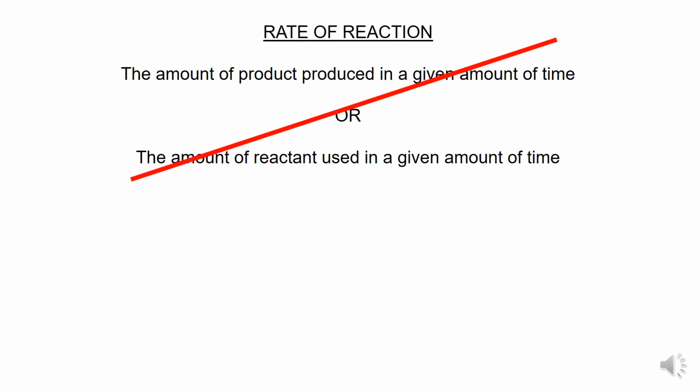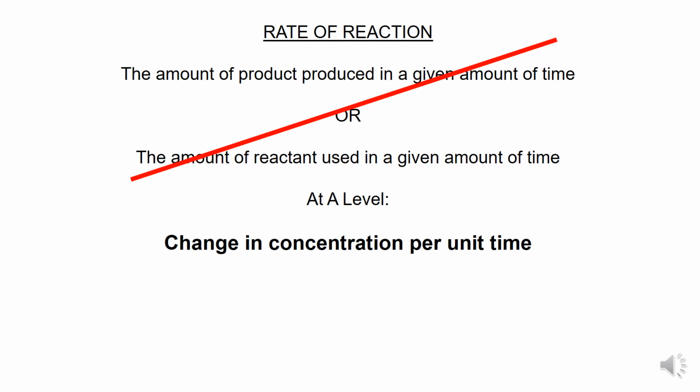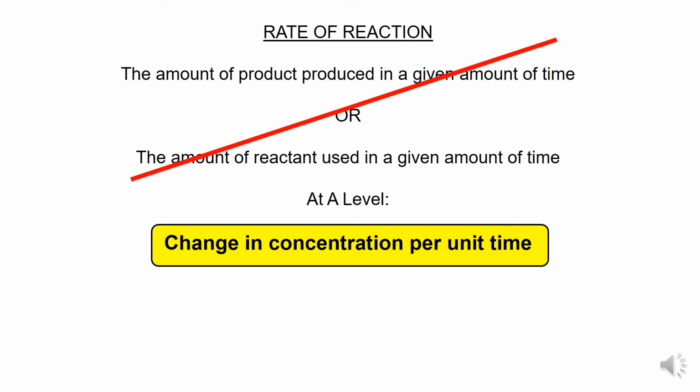But accepted at A-level only is that the rate of a chemical reaction is the change in concentration per unit time. Now that can be the concentration of the product or the reactant, but that's what we talk about, change in concentration per unit time. Now I'll put that in yellow because it is a definition. Now in terms of units, because we're talking about concentration, at A-level, concentration is measured in moles per decimeter cubed, and time would be in seconds. So the unit of rate is moles per decimeter cubed per second.